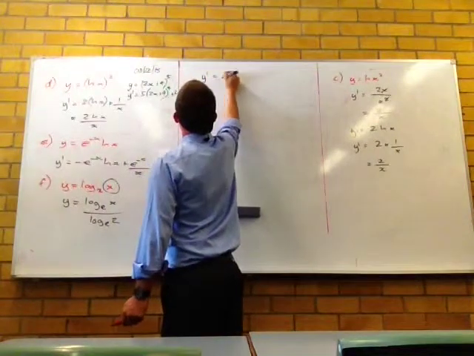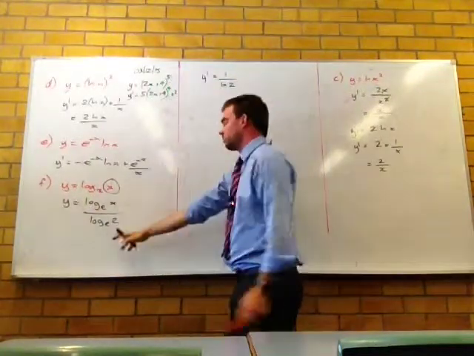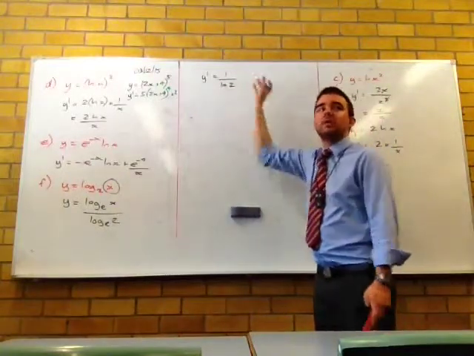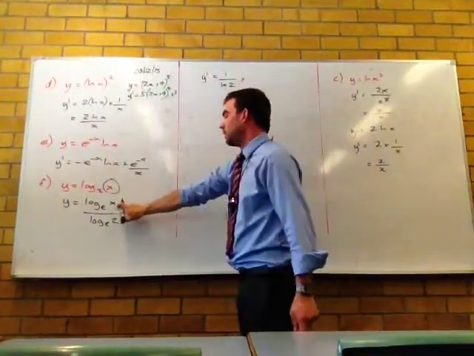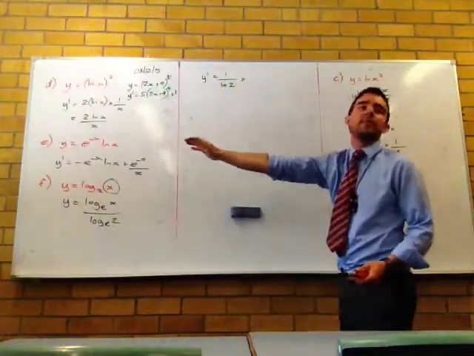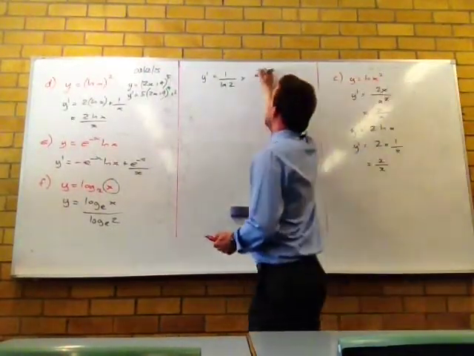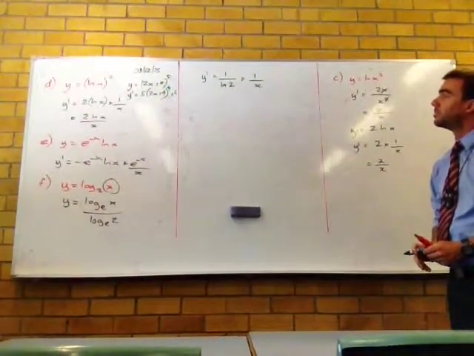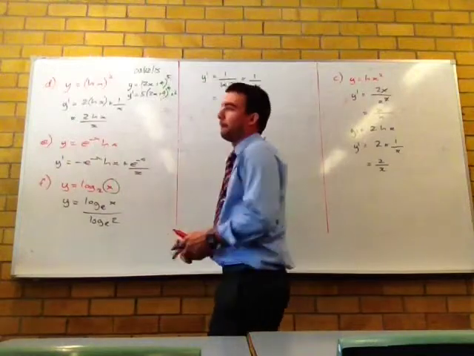So y dash is 1 on the natural log of 2, bad practice, log base e. I haven't changed the log again, I've just written it in this other way. Times the derivative of this. Okay, because this is a constant, I've moved the constant right out the front, so you're left with log base e of x. So now I'm just differentiating that bit. So that's 1 over x. Right, so it's 1 over x natural log of 2.